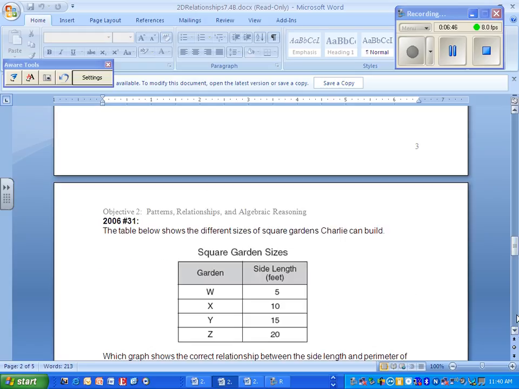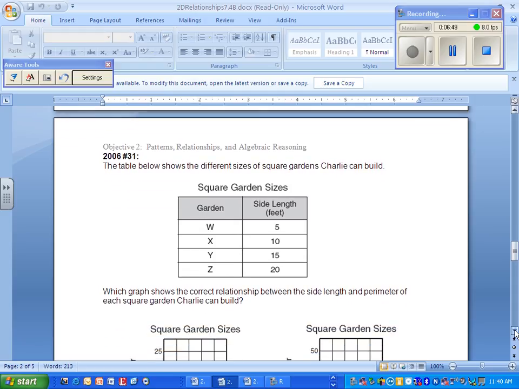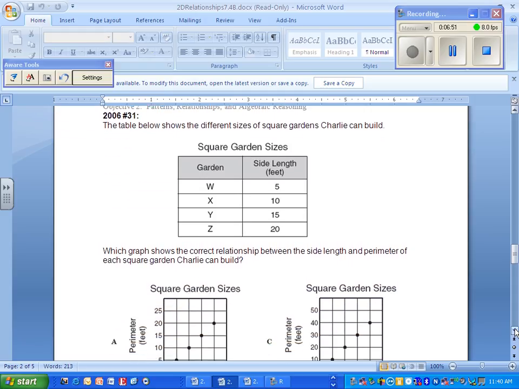It says the table below shows the different sizes of square gardens Charlie can build. So these are all square gardens, square garden sizes. Please understand what you see in the table. Here's garden W, X, Y, Z. I have 4 different garden sizes.